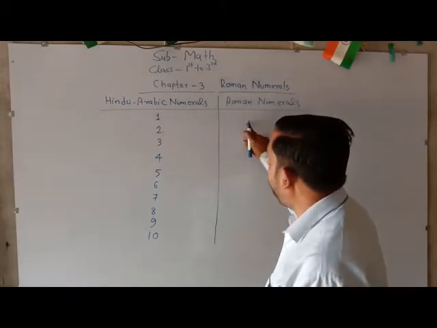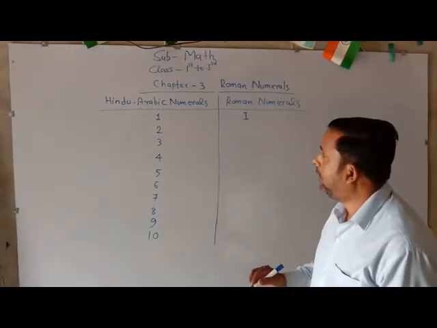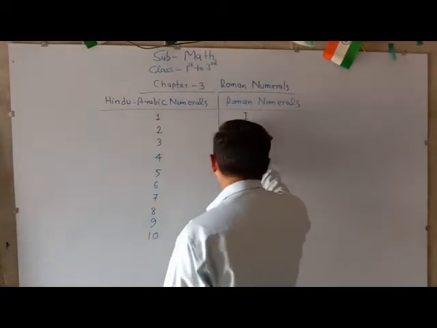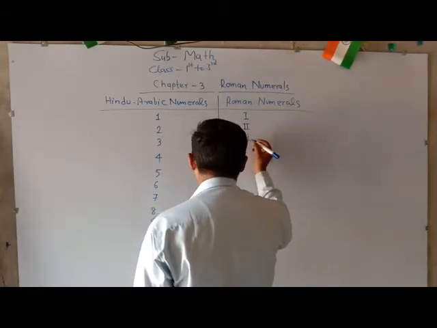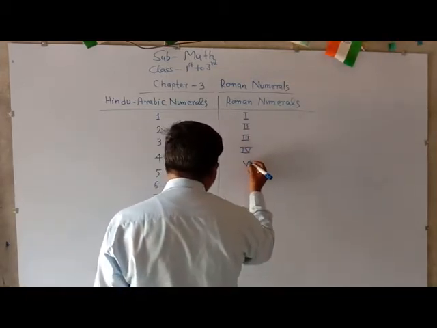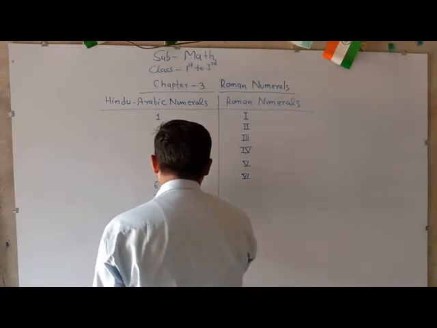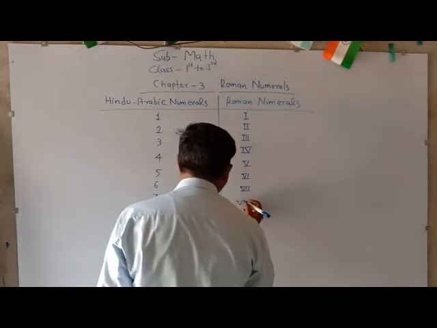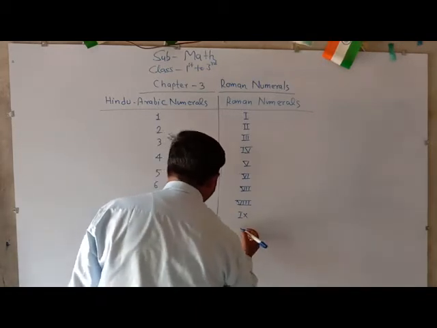1 is represented by I. We will represent 2 as II, and 3 as III, 4 as IV, 5 as V and 6 as VI, 7 as VII, 8 as VIII, 9 as IX, 10 as X.